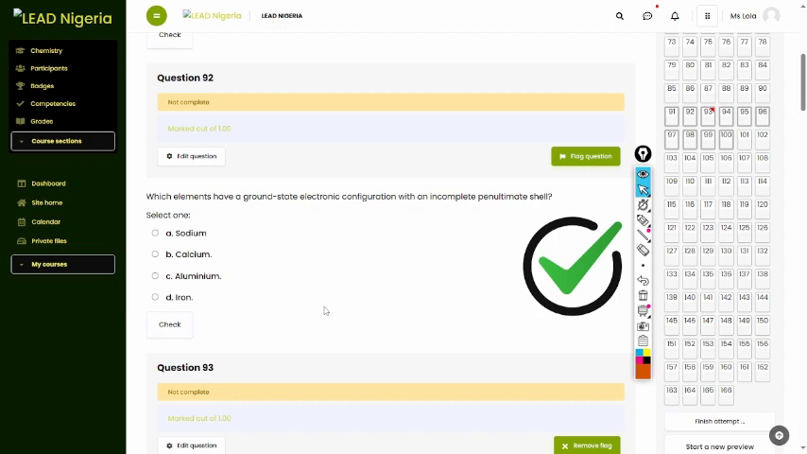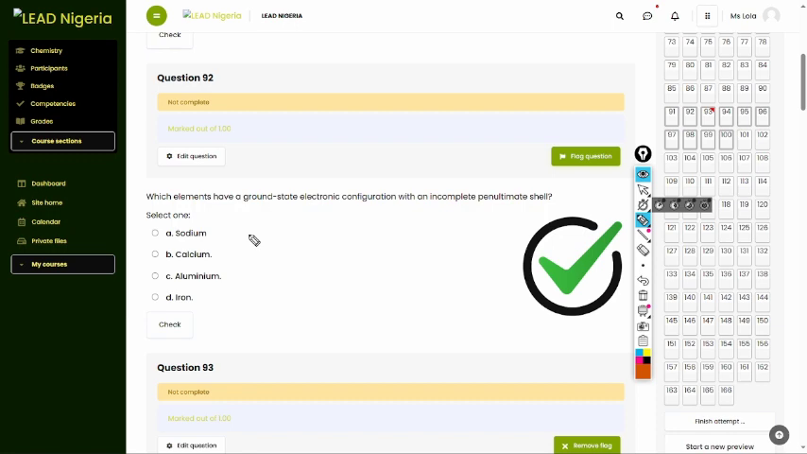Which elements have a ground state electronic configuration with an incomplete penultimate shell? So the penultimate shell of an atom, of an element, is the second to the last shell, the shell before the valence shell. So if the valence shell is the outermost shell, the shell with the outermost electrons, then the penultimate shell is the shell before the valence shell. So we'll write out the configurations of these elements and see which one has an incomplete penultimate shell.